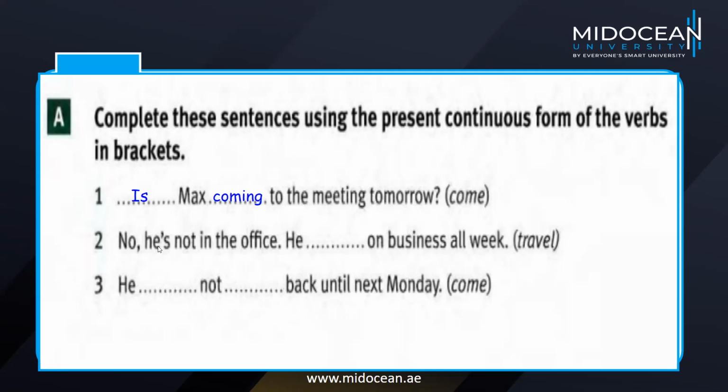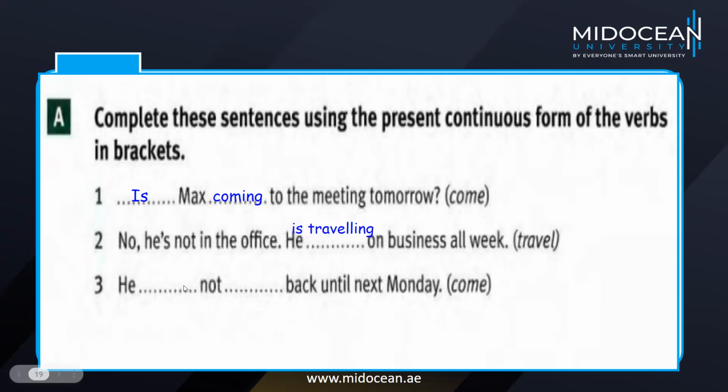Well, no, he's not in the office. He on business all week. He travel. So he, does it take is or are? Of course it will be is. We travel, we add ing to it, so he is traveling. He is traveling on business all week.